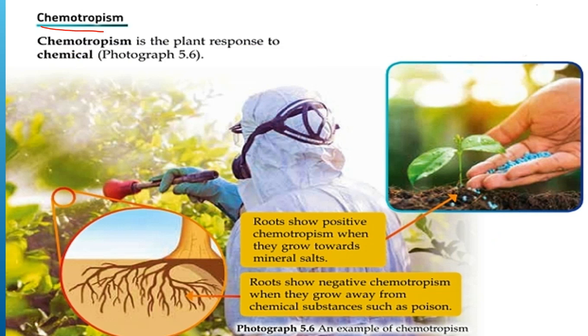And then chemotropism. Chemotropism is plant response to chemicals. From the name, chemo, we know that this is a response to chemicals. Example here: the roots show positive chemotropism when they grow towards mineral salts. And the root here shows negative chemotropism when it grows away from a chemical substance such as poison. The root here grows towards gravity, which is geotropism, but it is negative chemotropism because it grows away from the chemical substance. So these are examples of chemotropism.